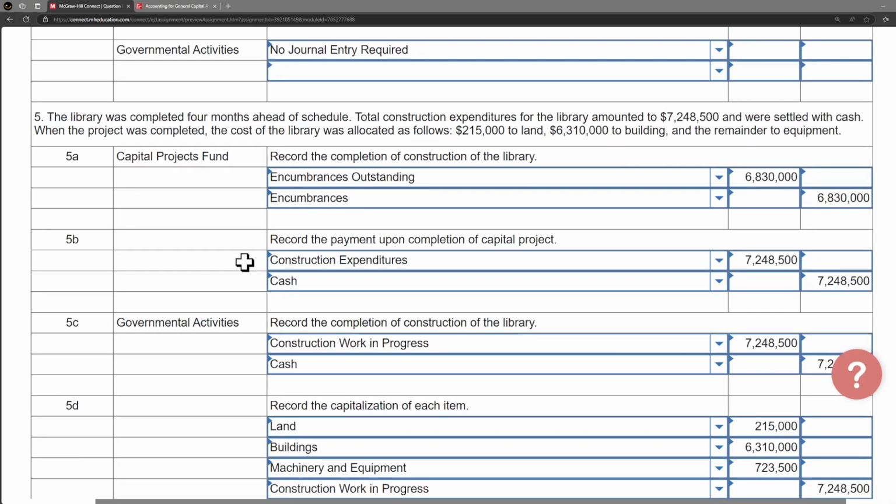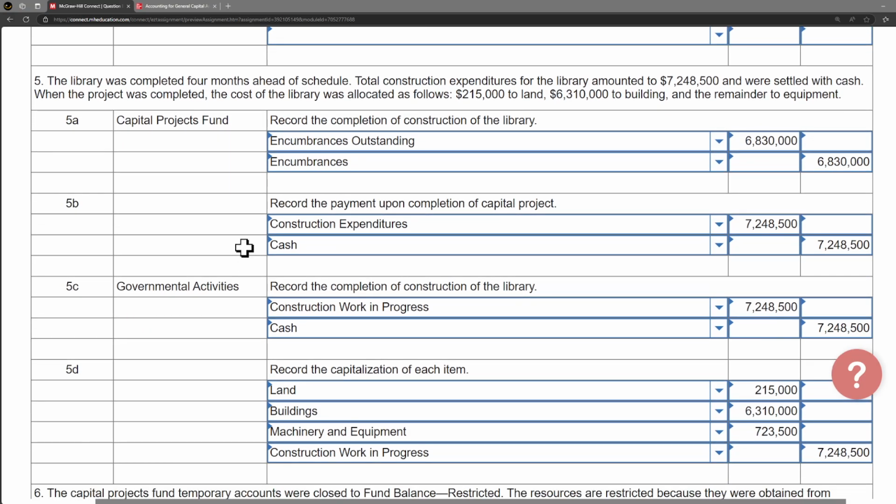Number 5, the project was completed 4 months ahead of schedule. I don't think we have anything that worried about the 4 months. Total construction expenditures for the library amounted to $7,248,500. Settled with cash. When the project was completed, the cost of the library was allocated as follows: land, building, and the remainder to equipment.